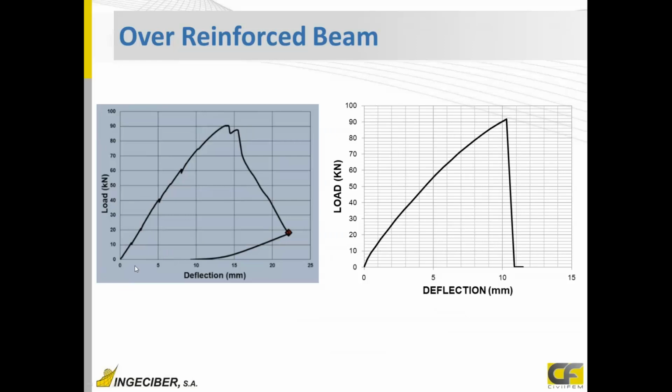Yeah, and we can see deflection versus load. It happens at about, in the real test, about 14 millimeters and 90 kilonewtons. And with CivilFEM, it happens with a lower deflection. So we are having just like 90 kilonewtons and 11 deflection. So the accuracy is very close.